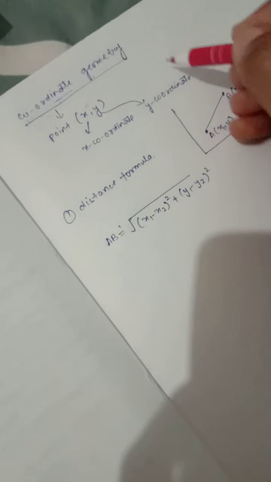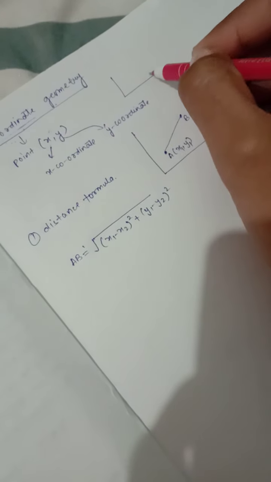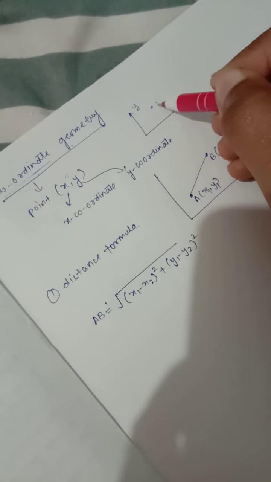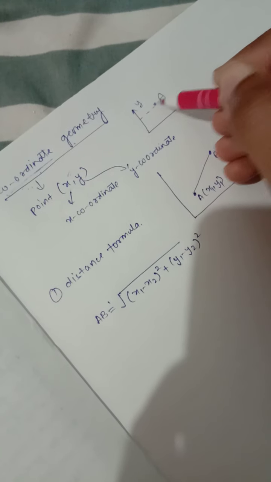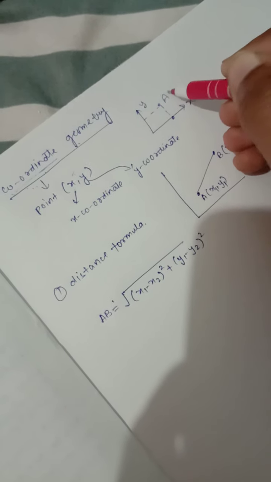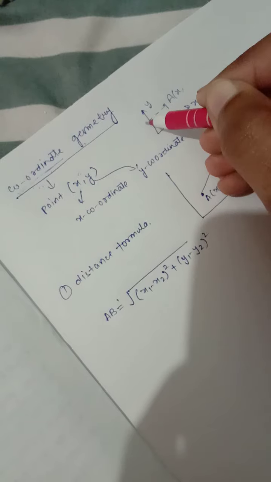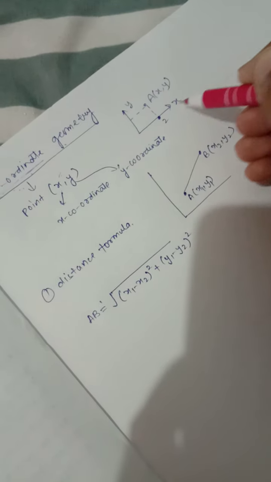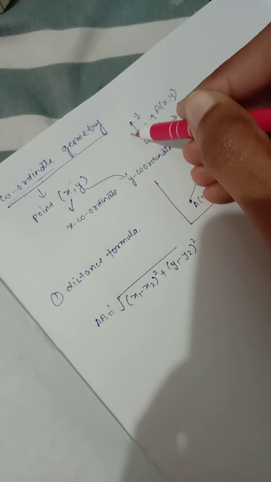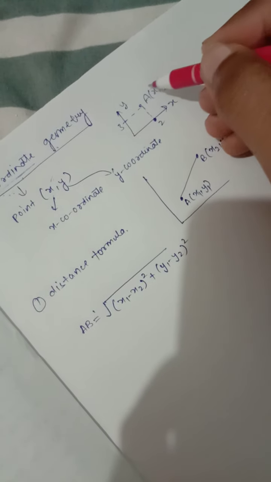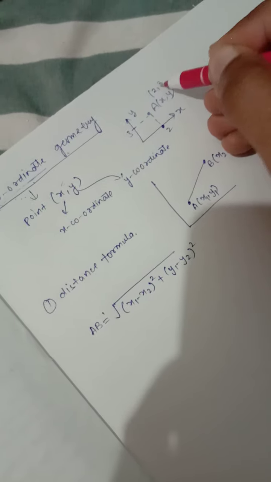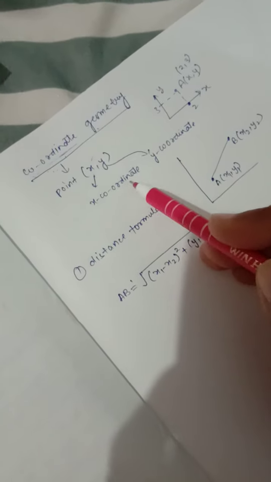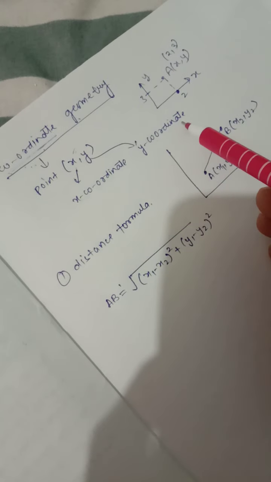Suppose this is your graph, and this is your x axis, and this is your y axis. Suppose there is a point A. This point is represented by two values. The first one is the value on the x axis, and the second one is the value on the y axis. Suppose this is 2 on the x axis and this is 3 on the y axis. So the point A is represented by (2, 3). Okay, so the first one is the x coordinate and the second one is the y coordinate.